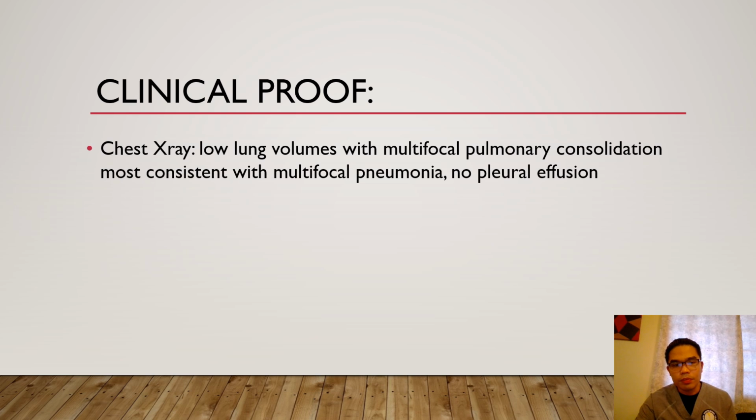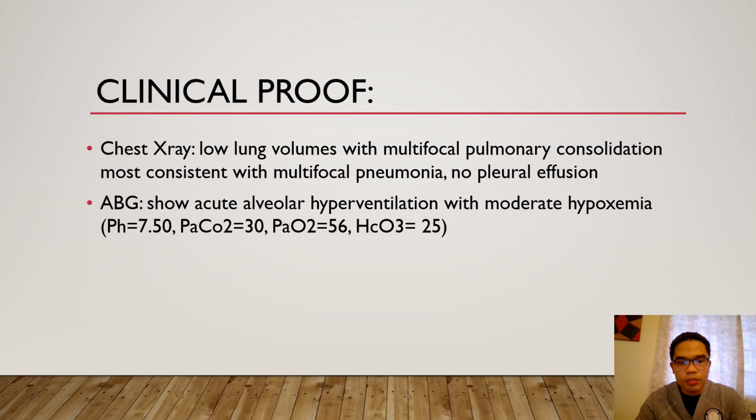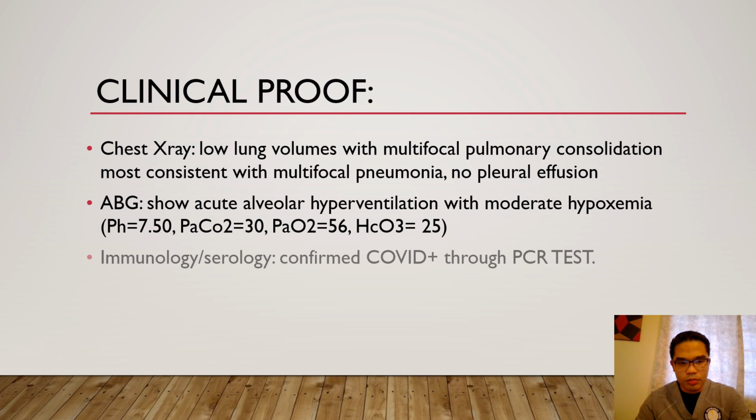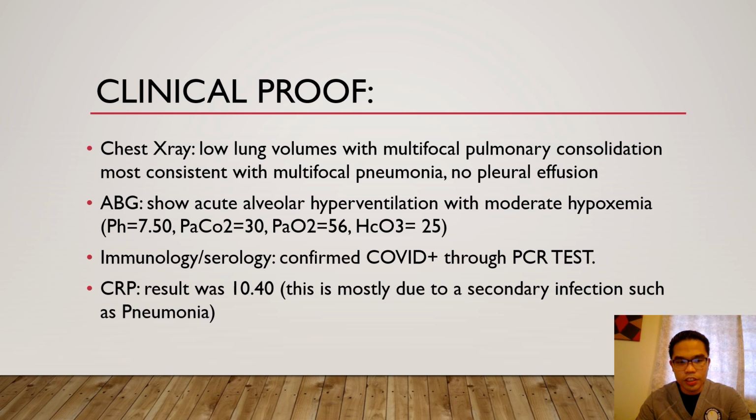So clinical proof. So chest X-ray showed low lung volumes with multifocal pulmonary consolidation, most consistent with multifocal pneumonia and no pleural effusion. ABG shows acute alveolar hyperventilation with moderate hypoxemia based on these values. So immunology, serology confirmed COVID positive through PCR test. And CRP result was 10.40. This is mostly due to a secondary infection such as pneumonia.